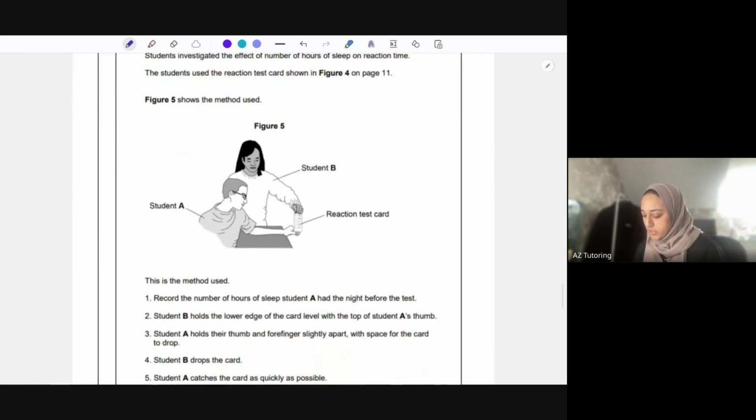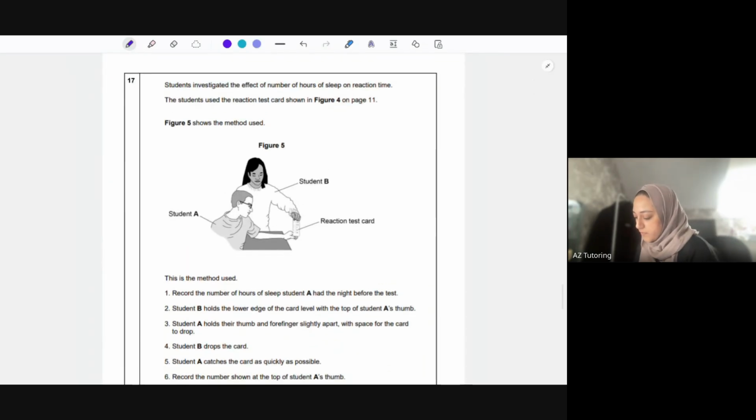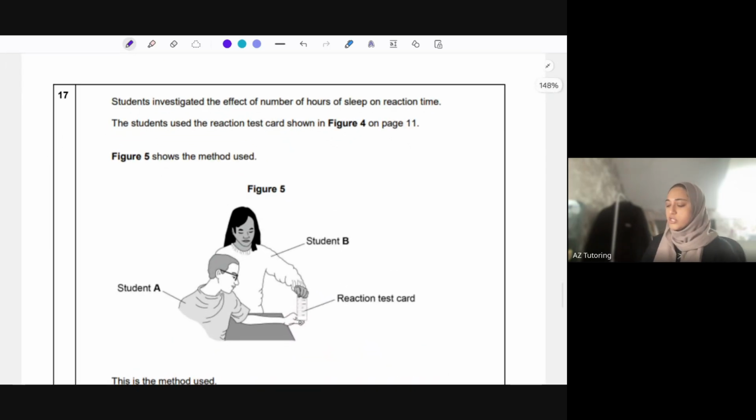Okay, let's speed through these last few questions. We've got a few more. Students investigated the effect of the number of hours of sleep on reaction time. Now, just thinking about that logically, the less sleep you're going to have, the slower your reaction time is going to be. So that's a bit obvious. So that's kind of what you're expecting.